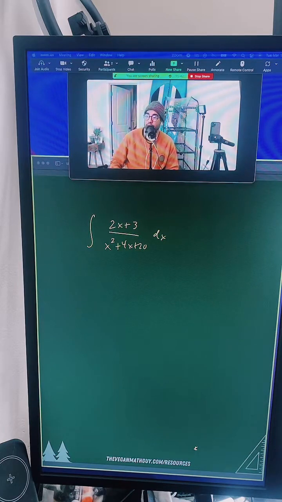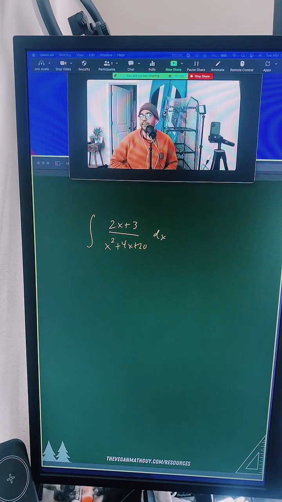Okay, so looking at this first integral, I would love to hear what method we should use. Is it U substitution? Is it power rule? Is it partial fraction decomposition? Is it something else? What do you think? Just seeing that the degree on the top is one less than the bottom, I'm going to go ahead and try to use U substitution. And let's see what happens.